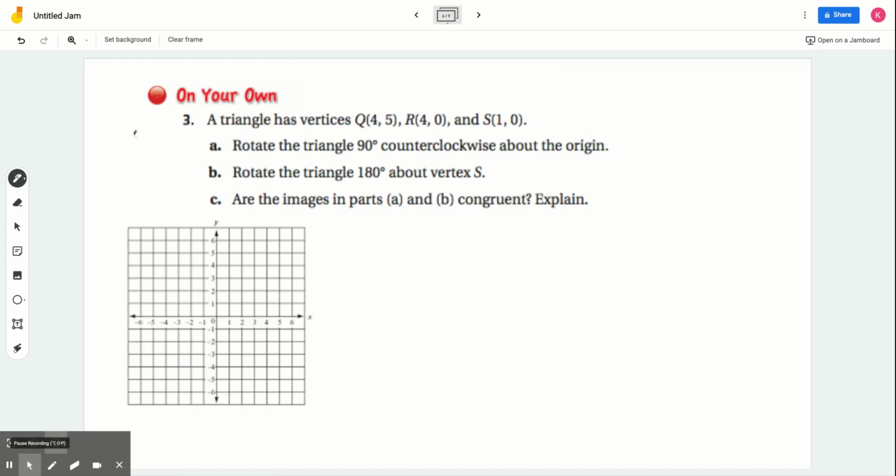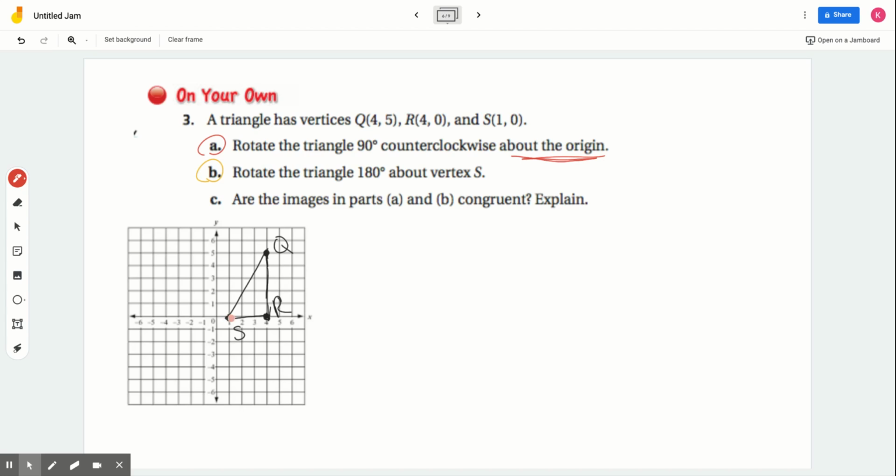For example 3, it says a triangle has vertices Q of 4, 5, R of 4, 0, and S of 1, 0. They're going to ask us to make two new images using rotations. I want you to plot the original triangle right now. Now that I've plotted my original triangle, part A tells me to rotate the triangle 90 degrees counterclockwise about the origin. So counterclockwise, of course, we're turning to the left. 90 degrees means 1/4 turn. About the origin means that's the point where we're going to keep in the center.